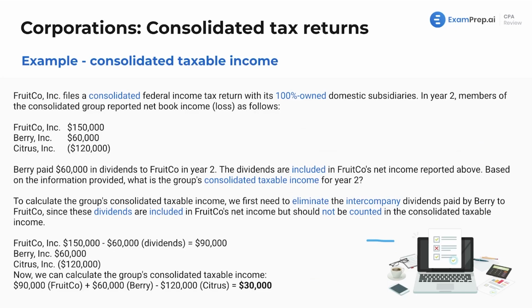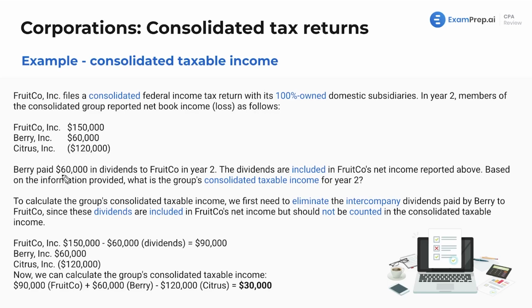We've got another example here. Thankfully, this one's just going to be one slide. We're not going to deal with one after another. So Fruitco Inc. files a consolidated federal income tax return with its 100% owned domestic subsidiaries. In year 2, members of the consolidated group reported net book income or loss as follows. Fruitco reported $150,000. Berry was $60,000, and Citrus looks like they had a pretty bad year. They reported a loss of $120,000.